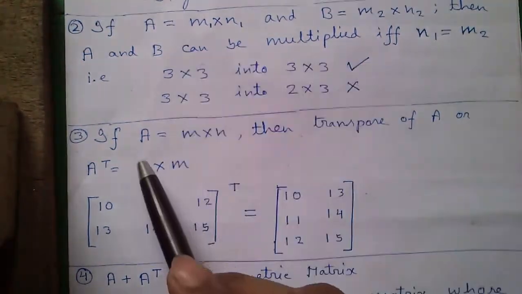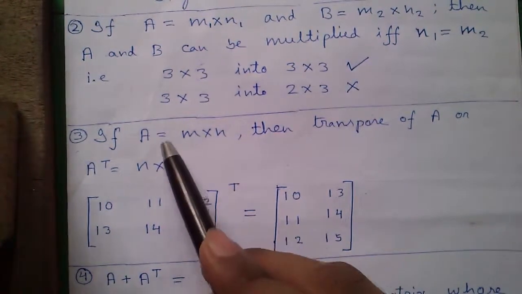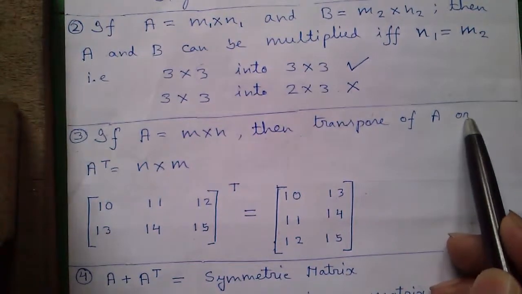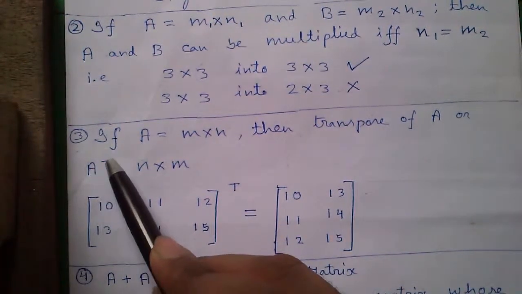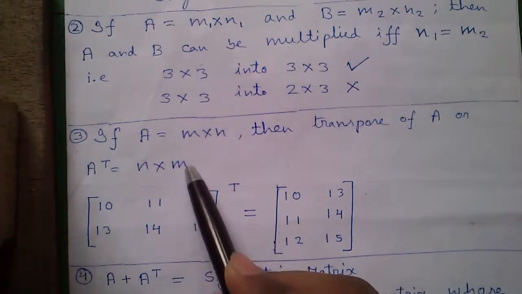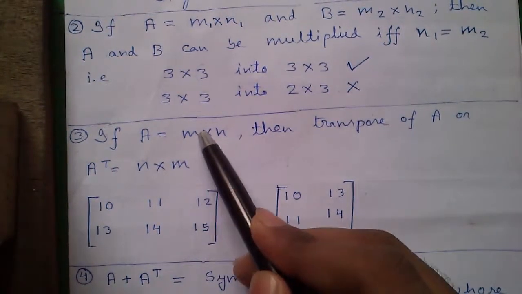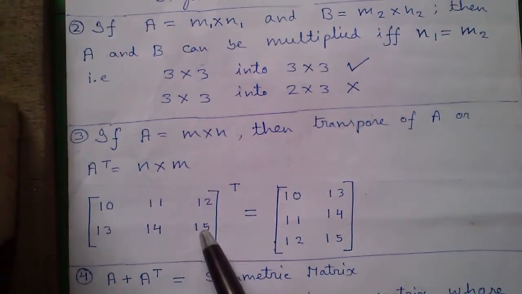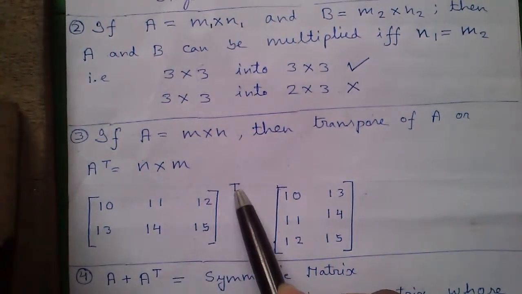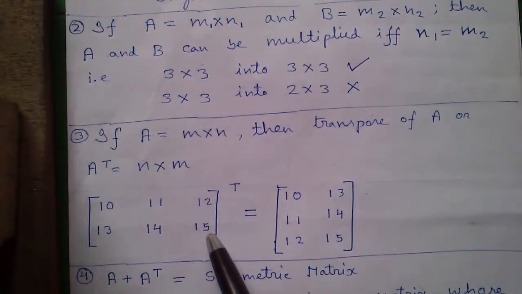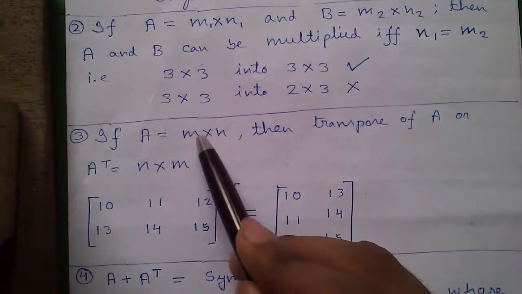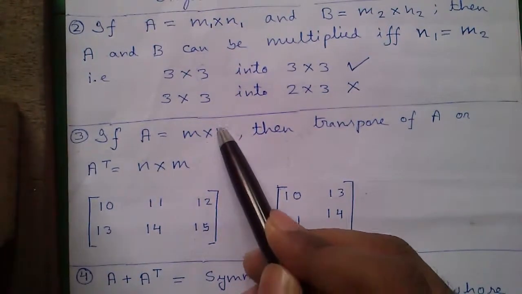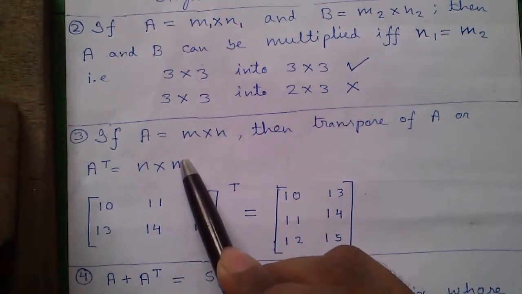That's it. Our property number 3. If A equals to M into N, then the transpose of A, or written as A to the power T, equals to N into M. That means, for example, if A is a 2 cross 3 matrix, then transpose of A will be a 3 cross 2 matrix. If it is 2 cross 3, then if we transpose it, it will be 3 into 2 matrix.